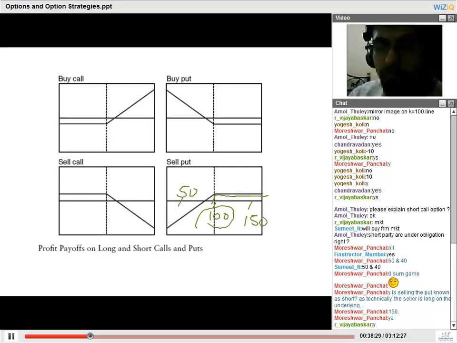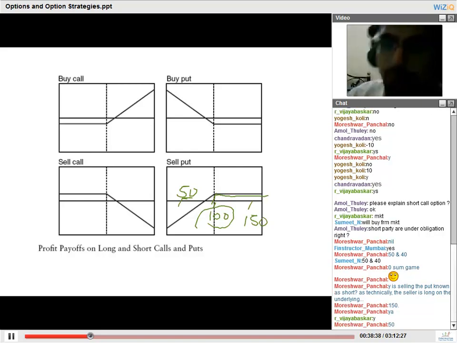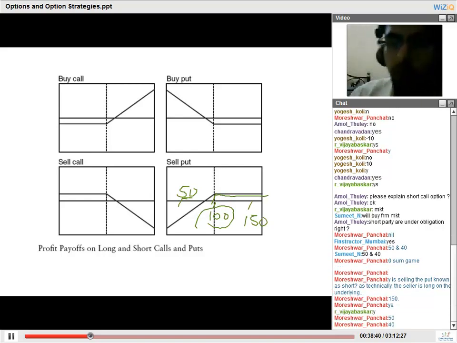And what is the market price now? I can sell it only at 50. So what will be my incremental loss? 50 rupees. But I received an upfront premium, so my total loss will be 40 rupees. So my total loss is 40, my incremental loss is 50. As the stock price keeps moving down, I will have more and more loss because I will buy at 100 and sell at a lower price for the seller.